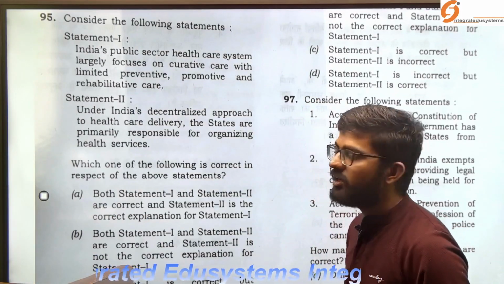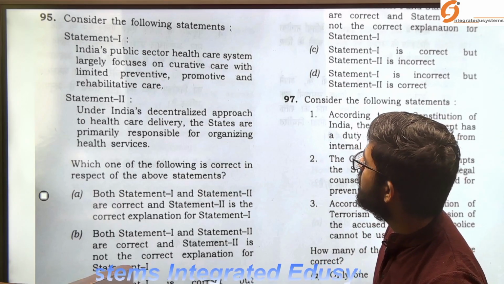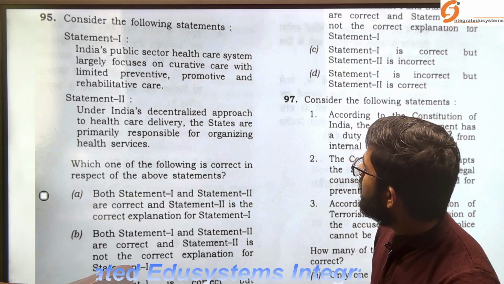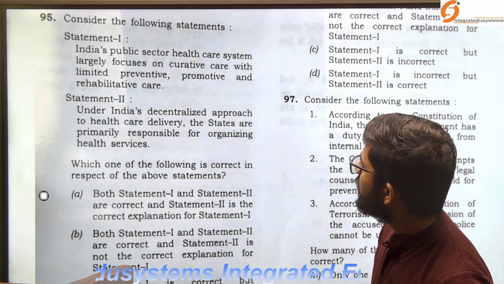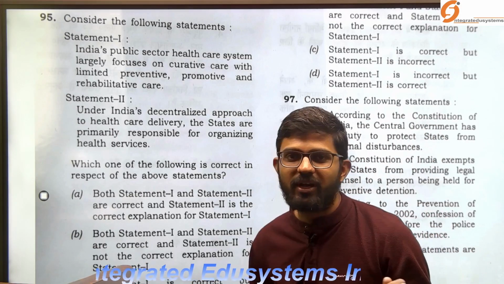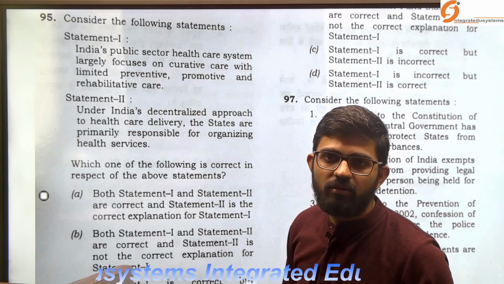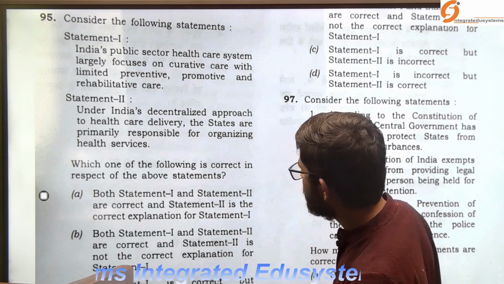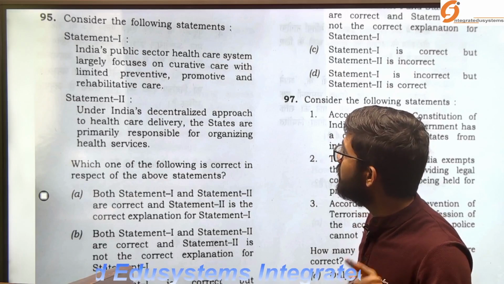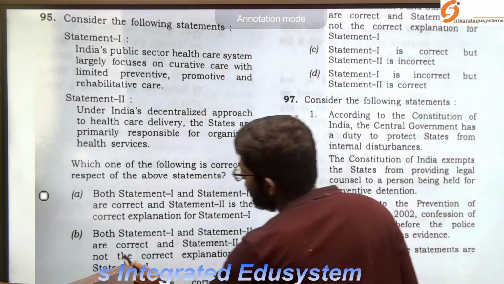Consider the following statement. Statement 1. India's public healthcare system largely focuses on curative care with limited preventive, promotive and rehabilitative care. Statement 2. Under India's decentralized approach to health, states are primarily responsible for organizing health service. Both statements are correct. But is this explaining statement 1? No. So though both statements are correct, statement 2 is not a correct explanation of statement 1. So here we can say the answer is B.